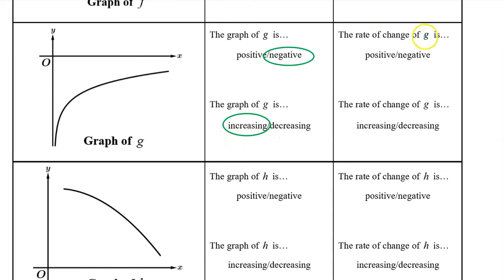Now, what about the rate of change? Is the rate of change positive or negative? If the graph is increasing, that means the rate of change is positive. Is the rate of change increasing or decreasing? Well, that comes from the concavity. G is concave down. Therefore, the rate of change is decreasing.